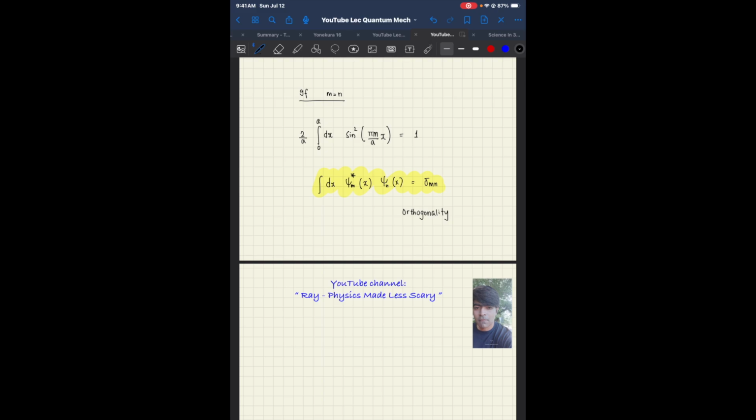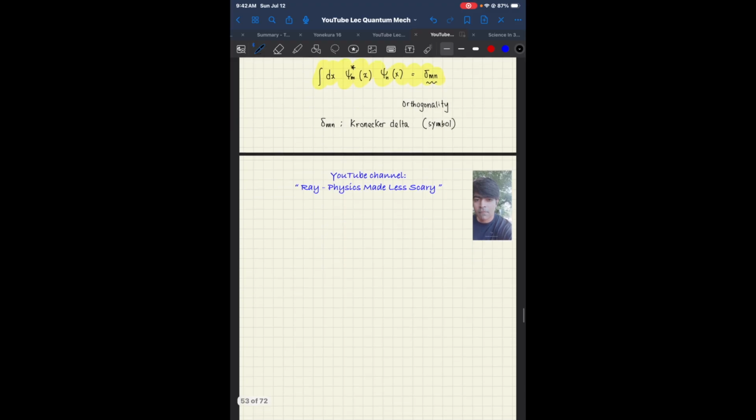This delta that I introduced here, for those who are unaware of it, is called the Kronecker delta. And this is a symbol actually. So what does this symbol mean? This symbol means delta mn is 1 if m equal to n, and 0 otherwise. This is the definition of the Kronecker delta.